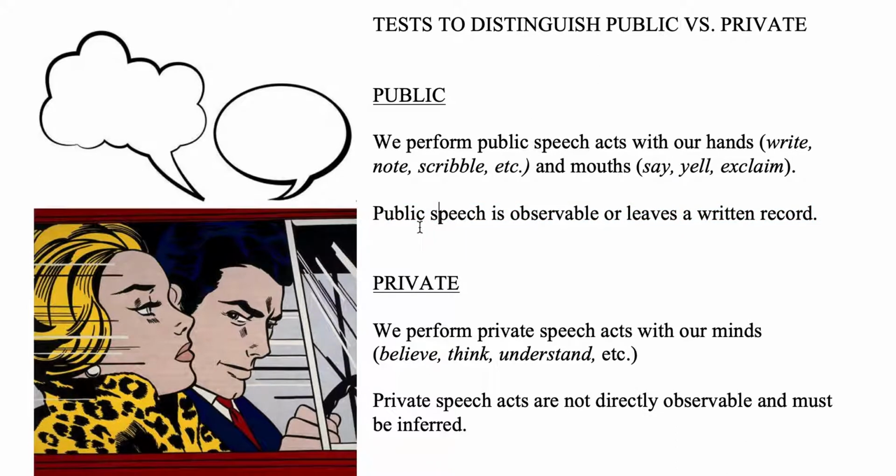If you write something down, somebody can see what you wrote. If you say something, people can hear you say it, right? And that's the distinction between private. I mean, look at this picture here. If this guy says something, that's public, and she can hear it. But the stuff that's going on in his head, thinking, well, that's different, right? Private speech acts. These are the things we do with our minds: believe, think, understand. And she may not know what he's thinking, or she might be able to figure it out. She may know what he's thinking, but the key here is that she has to infer that.